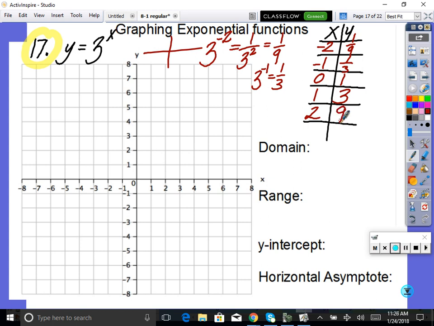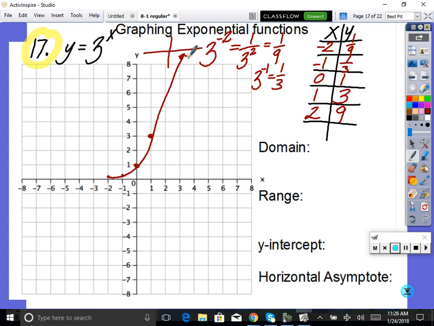Let's plot those points. Just draw yourself a rough chart, you don't even need an XY chart. Just watch. We're going over -2, up a 9th, so up barely any. Then over -1, up a 1/3. A 1/3 is a little bit larger than a 9th, so just up a little bit more. Over 0, up 1. Over 1, up to 3. Over 2, up to 9. And now I can connect the dots.